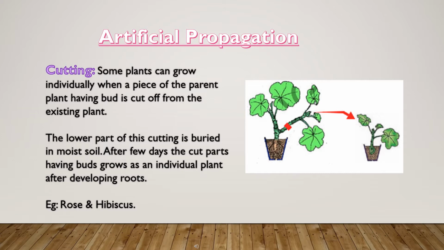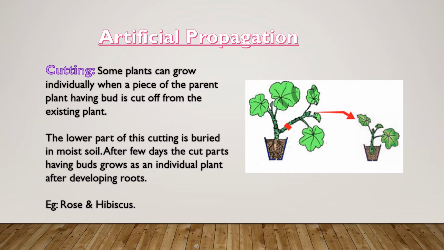Till now, we discussed natural propagation. So children, now we are going to discuss artificial propagation. If the propagation of a plant through the vegetative parts is done by man, it is called artificial propagation. In artificial propagation, we have three processes. One is cutting, second is layering, and third is grafting. So first we discuss cutting.